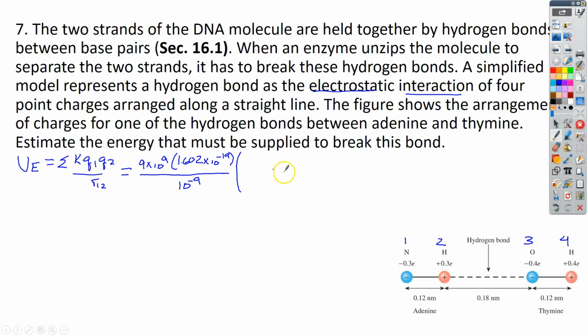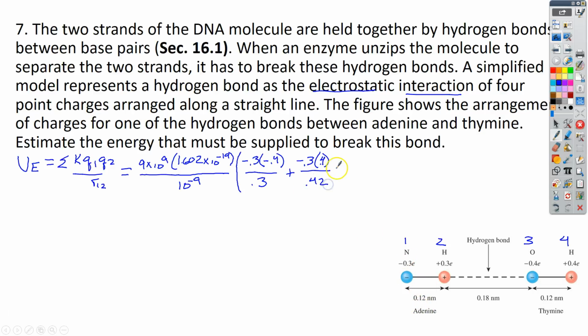So now when we do the rest of this, we can just use the numbers that they gave us. So we need to look at the interaction between 1 and 3, because here's the hydrogen bond. So between 1 and 3, we have a negative 0.3 times negative 0.4 charge. And the distance between the 1 and the 3 here should be 0.3. We're going to take that and add it to, now let's go ahead and look at 1 and 4. So this is going to be negative 0.3 times 0.4. And then the distance between those, looks like that one is 0.42. So we'll put that one down.